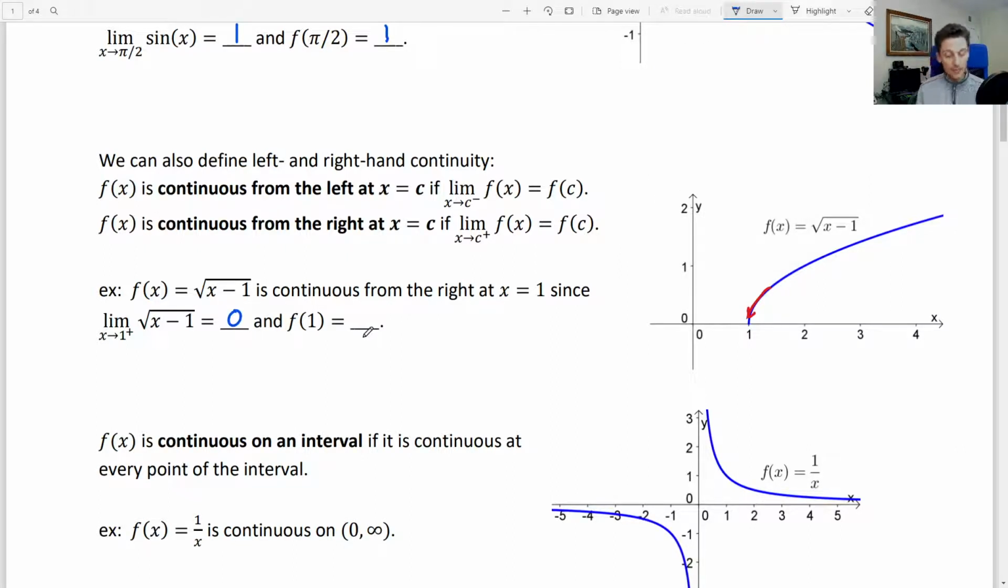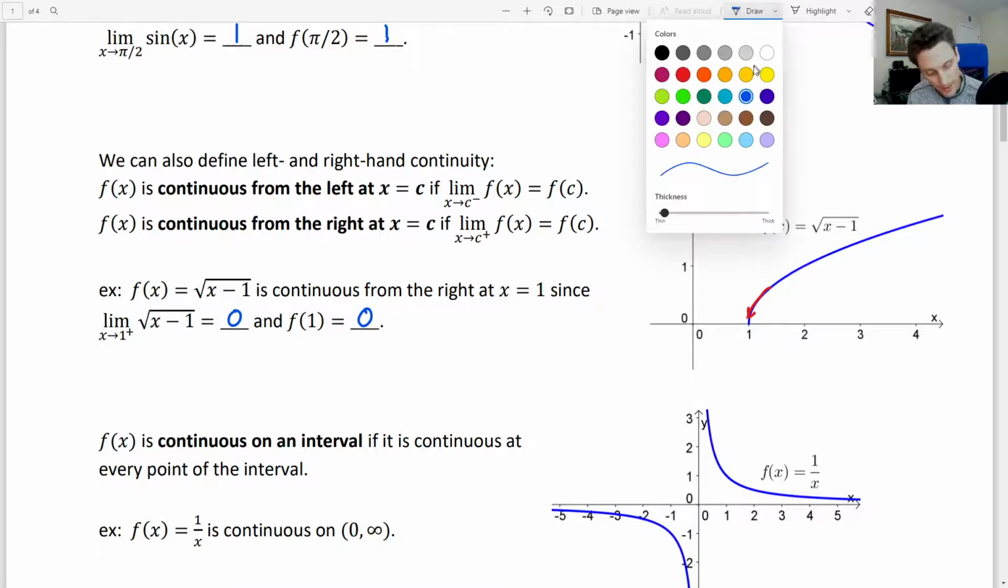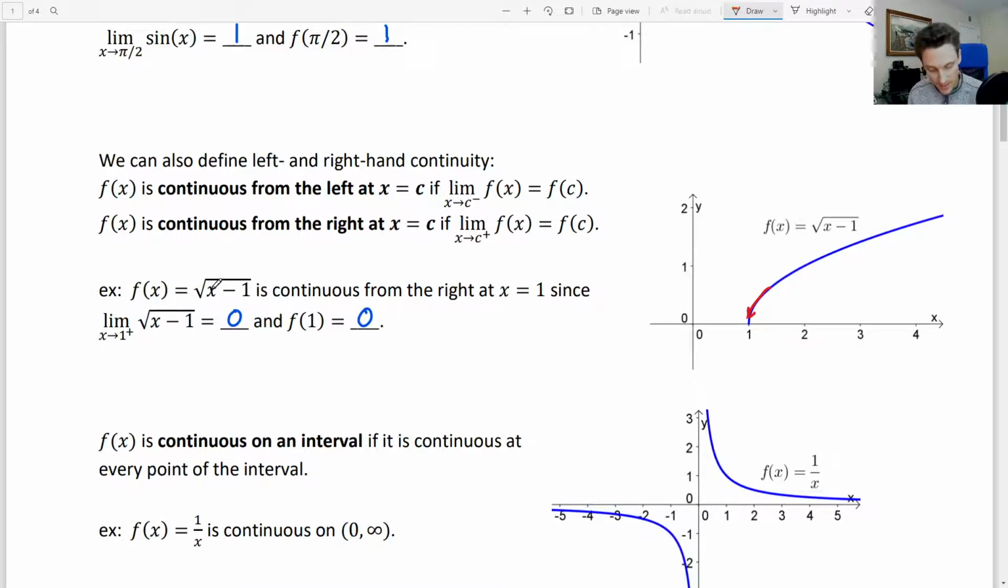And what's f of 1? It's also 0. If you were to plug 1 into that function, you'd have the square root of 1 minus 1, which is going to be 0. And that's this point right here on the graph. f of 1 equals 0 corresponds with this point. So coming in from the right, the graph is connecting to that point, and that makes it continuous from the right at x equals 1.